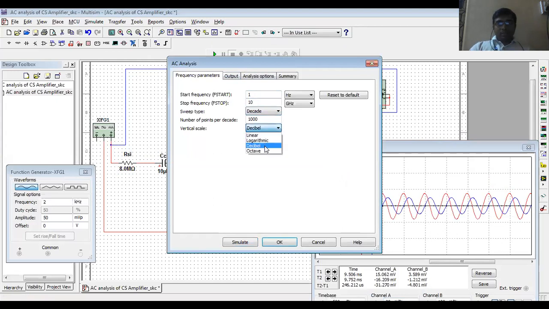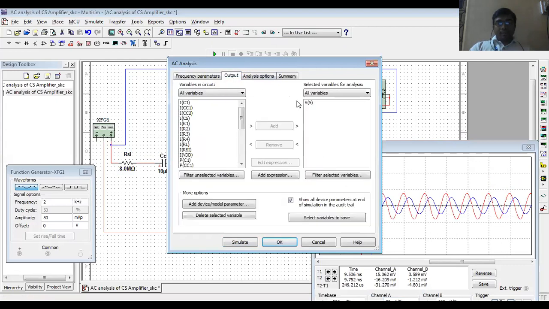There are various types of vertical scale; you have to select decibel. Select the output. We know the output voltage, so we select V5. We have already selected it, but I am showing again how to select it: click on V5, add it, and keep the other things as they are. Simulate this.